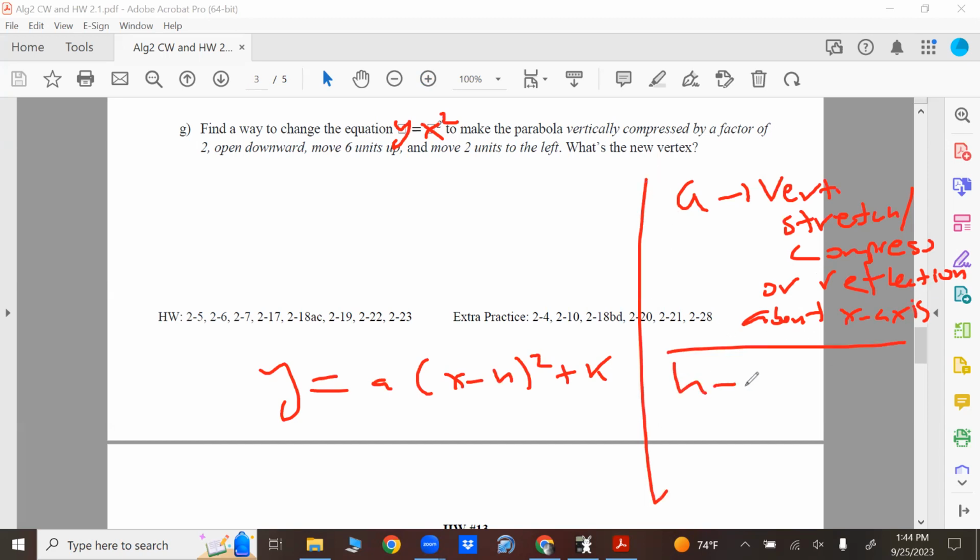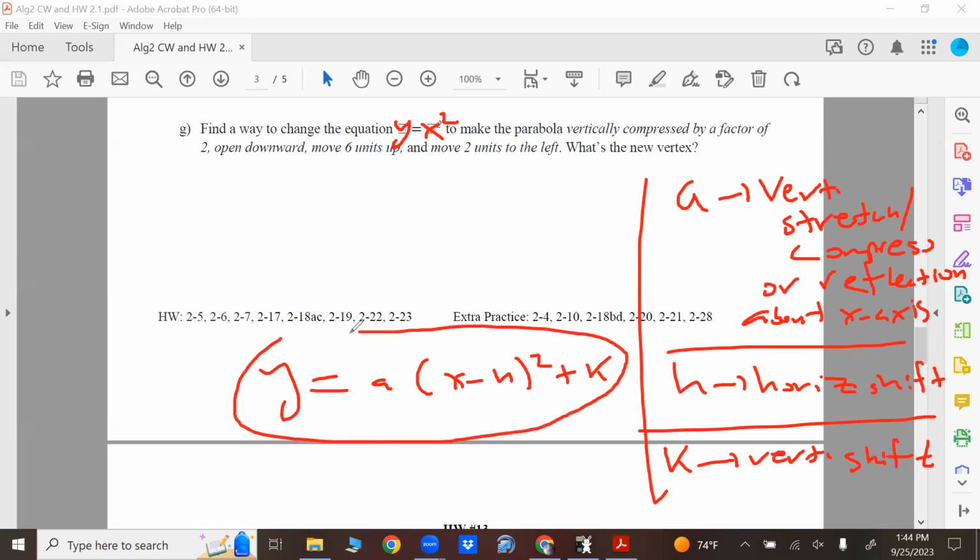H is a horizontal shift. There's a minus next to it, so you have to be counterintuitive there. And K is a vertical shift. So just summarizing that one more time from page 2. And here's the general formula. Now, you're going downward, so negative. So A is negative. But negative what? -2 or -0.5? It's -0.5.